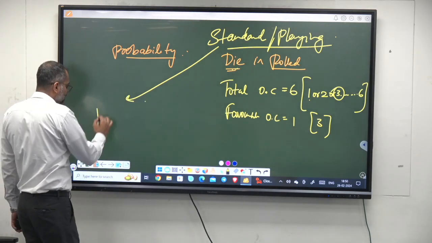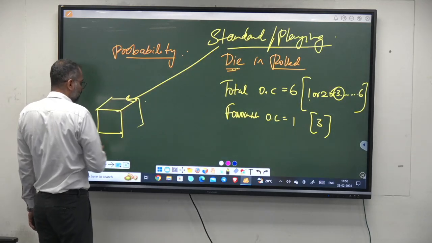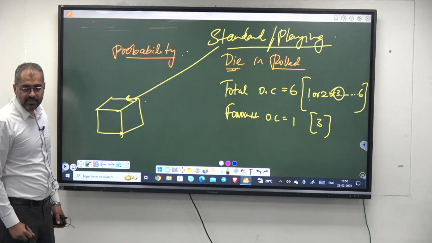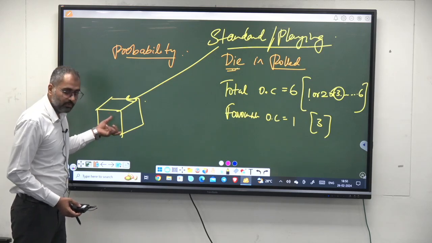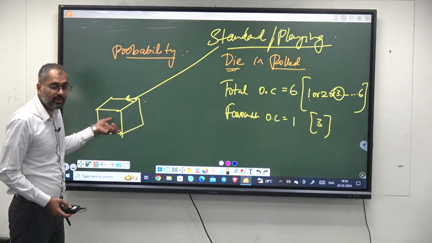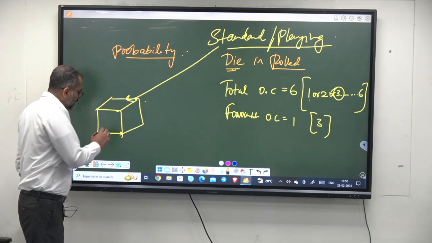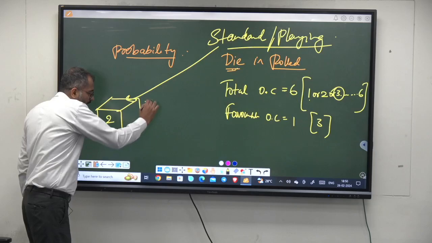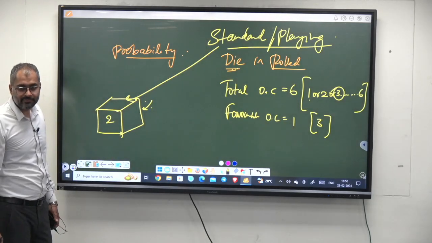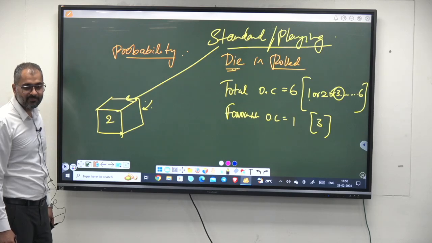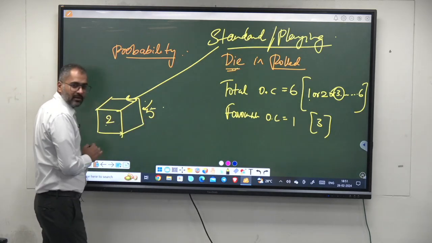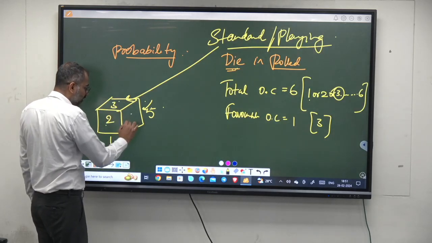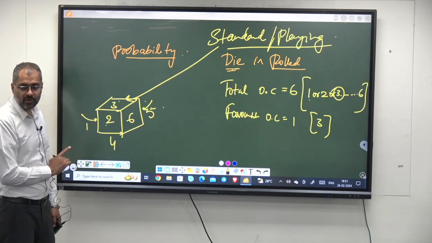A die is in the shape of what? It's not a square, it's 3D. A solid is always 3D. This is a cube, numbered from 1 to 6. If this is number 2, what is the number opposite? Have you seen the playing die? If it is 2, the opposite has to be 5. If this is 3, it has to be 4. If this is 6, it has to be 1. Then only it's called a standard playing die.